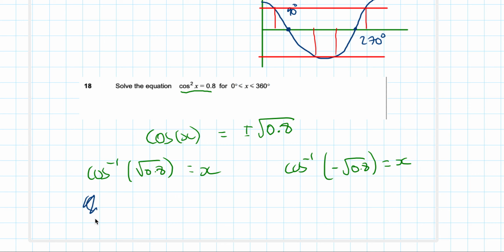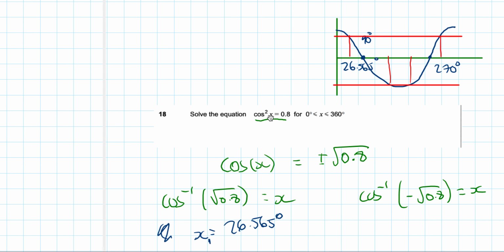So to find that, we're going to just plug that straight into your calculator, and you find a first value of cos⁻¹ root 0.8, a first value of 26, so x is equal to 26.565 degrees. I'm going to call this x1 because that's going to find our value here, 26.565 degrees. Now here, what we want to do is find the second value.